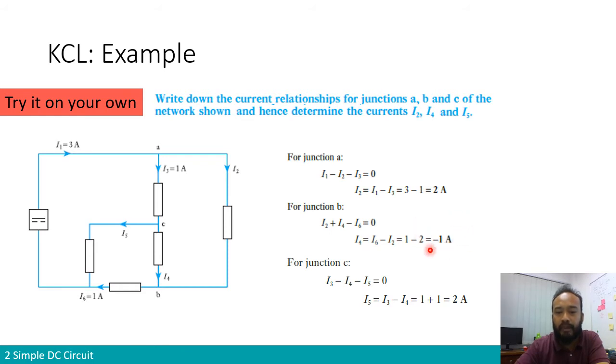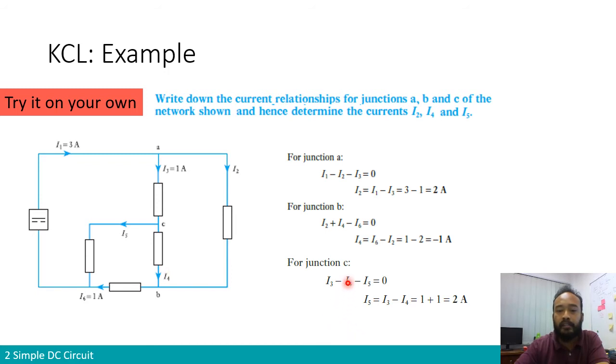So what does it mean when we have minus 1 amp? This is something that you need to particularly understand. If I4 equals minus 1 amp, then in the exercise they have assigned the direction of I4 such that the current goes into node B. But if we find that the current is minus 1 amp, it means the current is not entering node B but is leaving node B. It's negative because in reality the direction is opposite to what has been shown in the figure.